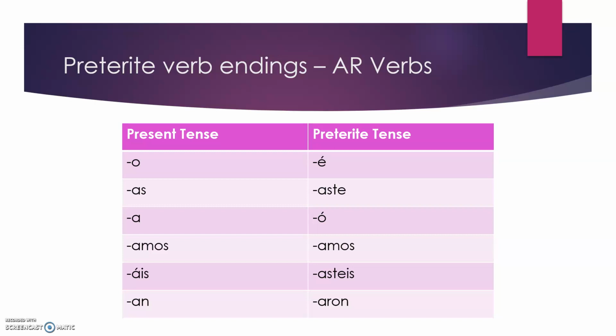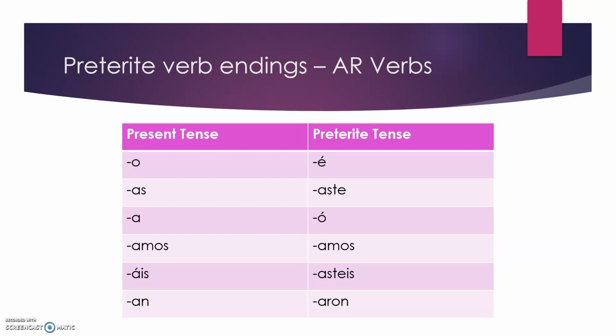So, in the present tense, if you'll remember, we had o, as, a, amos, ais, and an for our verb endings with AR verbs. In the preterite tense, and remember the preterite tense is the past tense discussing single actions that happened one time or just a fixed number of times, actions with a specific start and ending point. Okay, so these are a little bit more sudden than the imperfect tense.